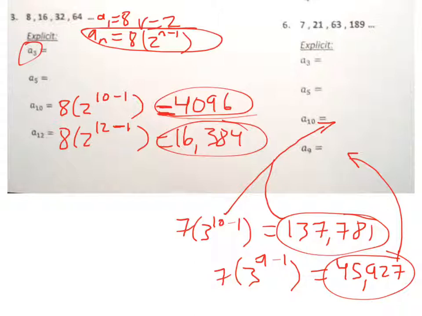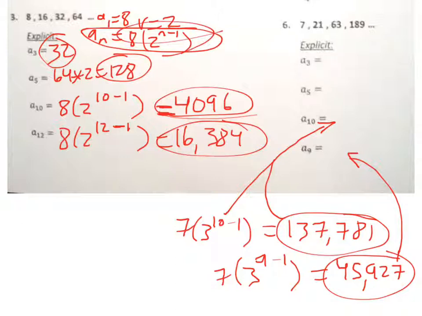To get a sub 3, you can just look at your sequence. It's the third one, 32. If you want to get a sub 5, you can just take a sub 4 and times it by 2 because the pattern is timesing by 2. And if you do that, you're going to get 128, which I find a little bit easier than trying to plug things into the calculator because I just happen to know those sort of things.